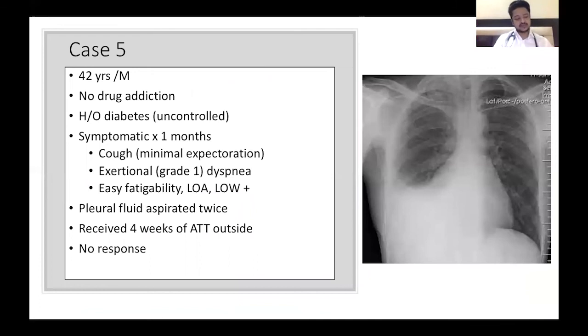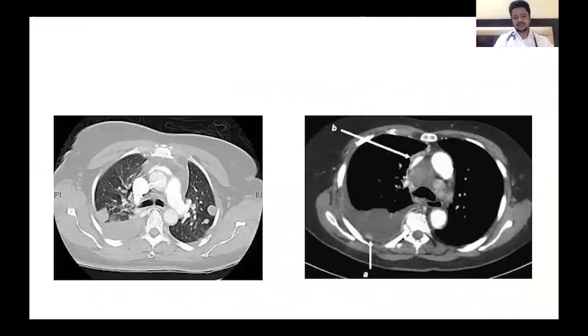We are just running out of time, so just a quick case 5. We had a right-sided effusion that was tapped outside twice, but a diagnosis could not be achieved. We can see pleural nodules here in the effusion.